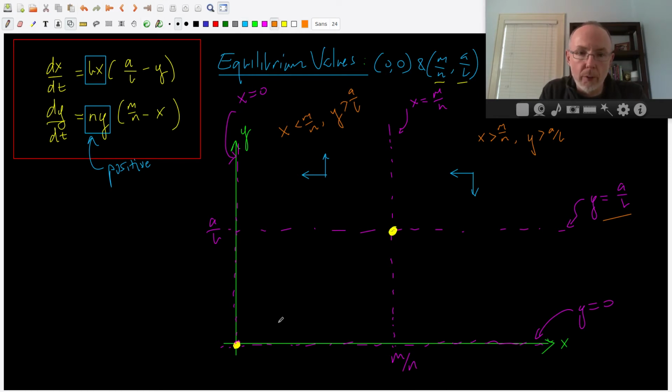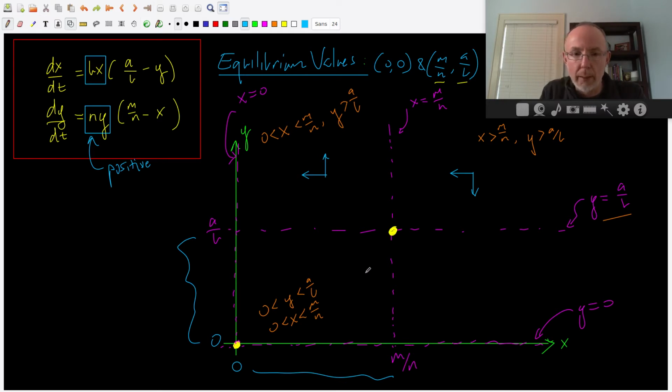And we just go around and we do this for each region, right? In this region, and I should say that I've got x greater than 0 there, I've got x greater than 0 but less than m over n, and I've got y greater than 0 but less than a over b. Right? That's the region we're in. There's the region y is between 0 and a over b, and the region where x is between 0 and m over n. So what happens? Y is less than a over b, so this is positive, so x is increasing. X is less than m over n, so this is positive, so y is increasing. Getting the idea here? What happens next?